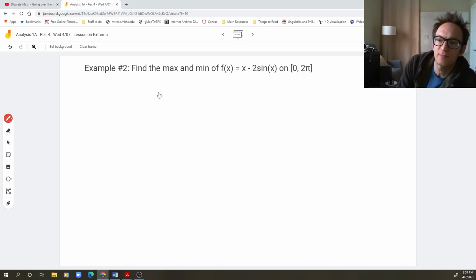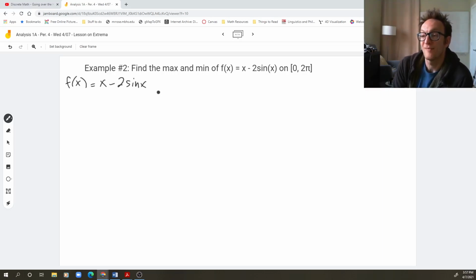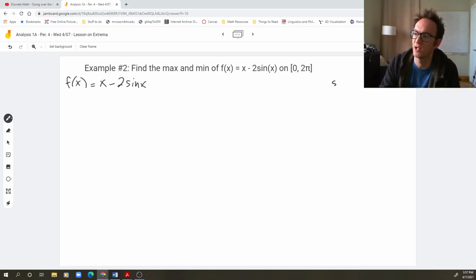So let's do this kind of quickly. So here's the function f of x equals x minus 2 sine x. Question: find the max and the min of this function on this interval. Okay, sort of looking ahead. What do I know about this function? Well, let's just first do everything we could do with pre-calc only. I know that sine x is always between -1 and 1.